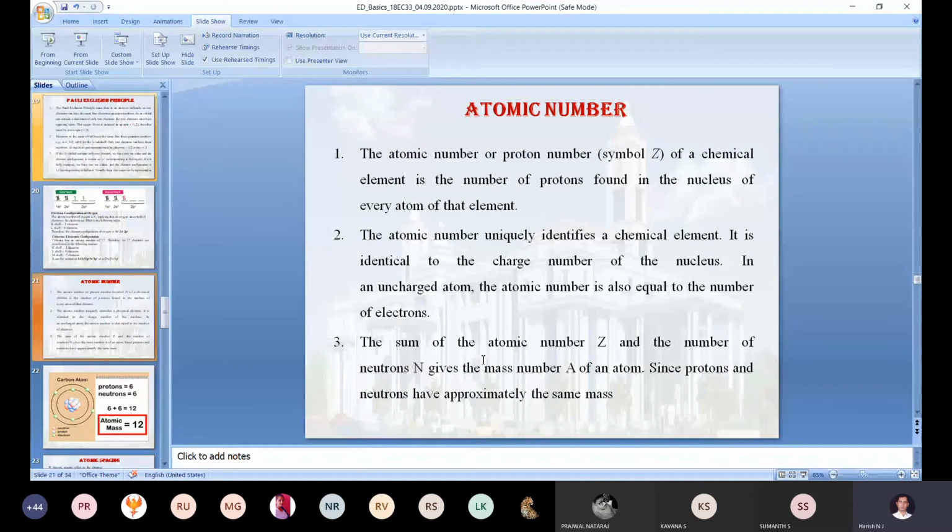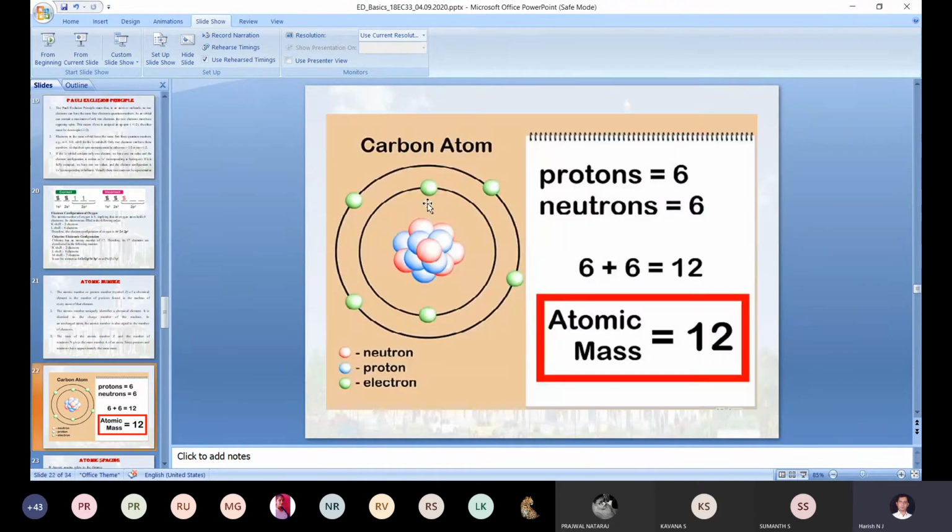The sum of the atomic number Z and the number of neutrons N gives the mass number A, since protons and neutrons have approximately the same mass. Is it clear? I have shown this for one atom, the carbon atom. For carbon, the atomic number is 6 and the atomic mass is 12.